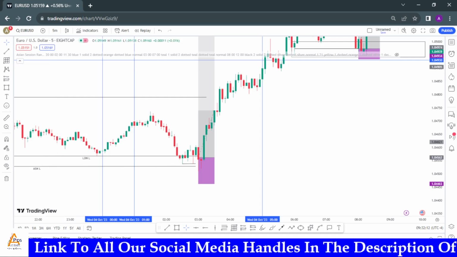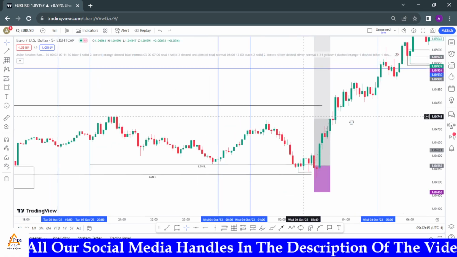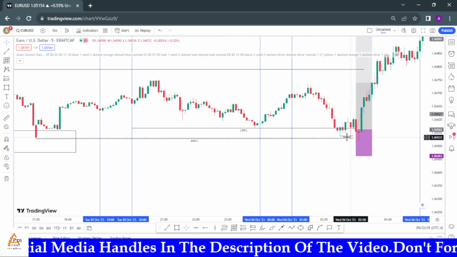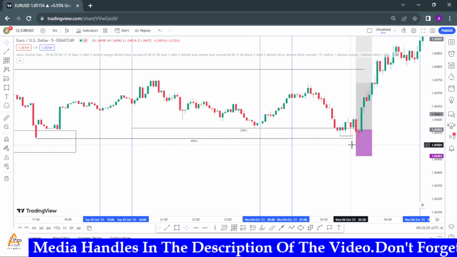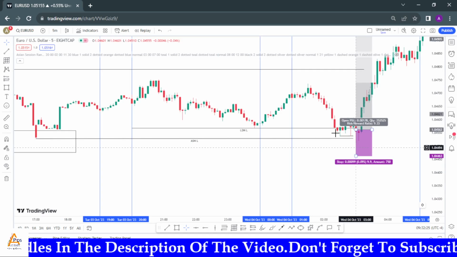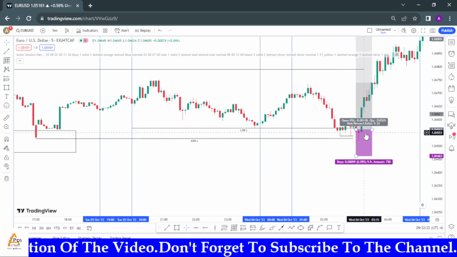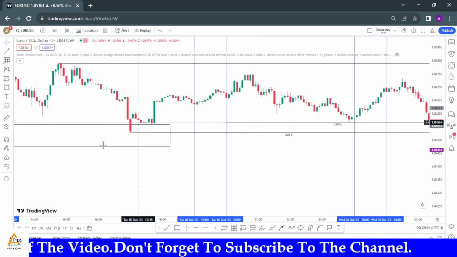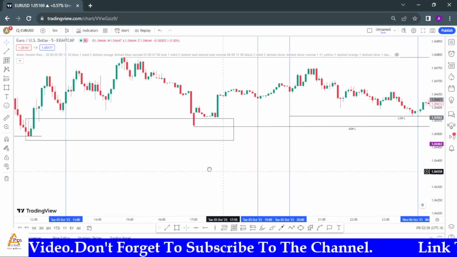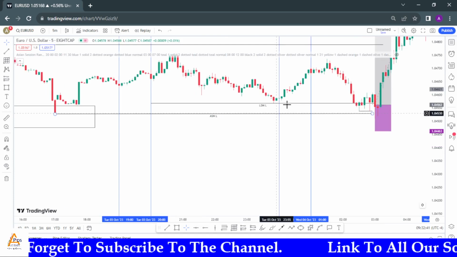All right. So on the 5 minutes, I realized that the market swept this equal low over here, and then the market gave me this single candle order block. All right, I didn't wait for the market to close anymore because the market had already previously tapped into this OB. Okay, and now the market has swept both the London low and the Asian low.